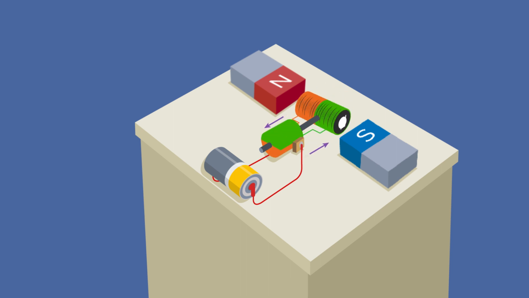The permanent magnet and the electromagnet continuously attract and repel each other. So, the motor continues to transfer electric energy to mechanical energy.